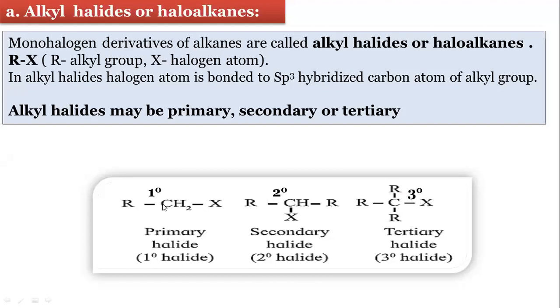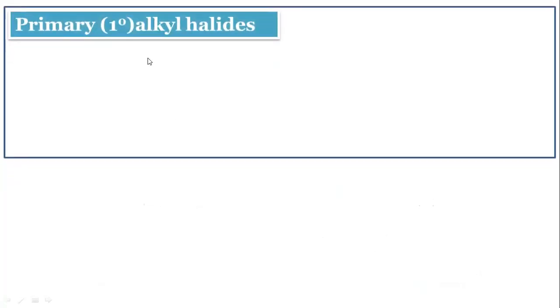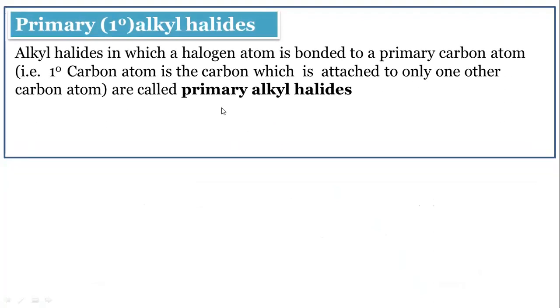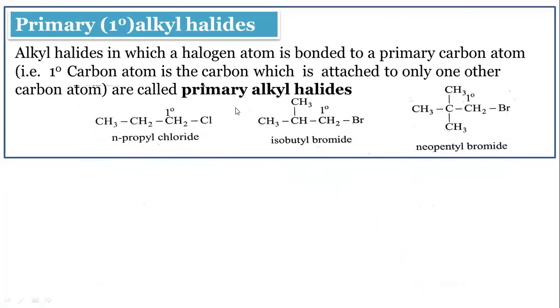So we are discussing primary alkyl halides. In case of primary alkyl halides, the X is attached to the primary carbon atom. This carbon atom is primary, this carbon atom is secondary, and this carbon atom is tertiary. Further, I will explain what is meant by primary, secondary, and tertiary carbon atoms. In 11th standard, we already discussed these, but I have also given some examples in this slide. I will explain in short what is meant by primary alkyl halide.